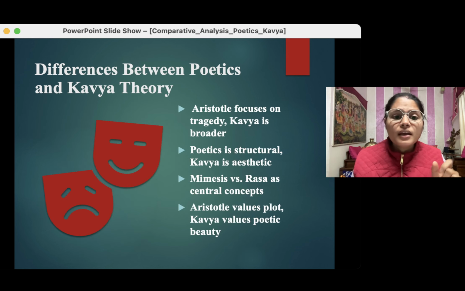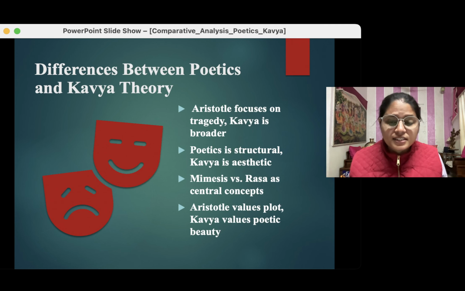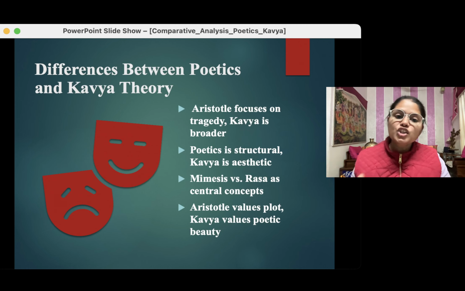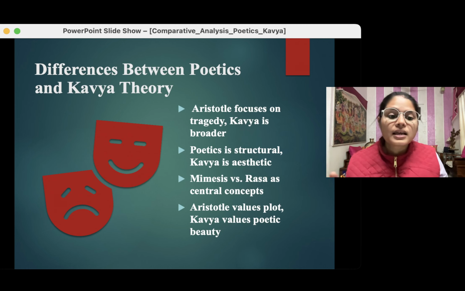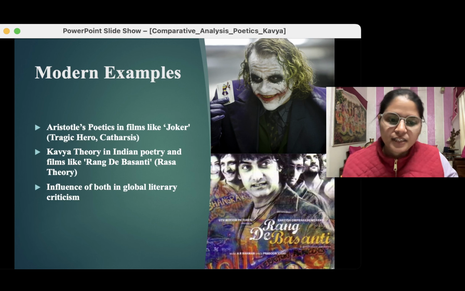Then we come to the differences between Poetics and Kavya theory. Aristotle focuses on tradition, while Kavya has broader terms. Poetics is structured, whereas Kavya is aesthetics. Mimesis is the major element in Poetics, and Rasa becomes the central part of Kavya theory. Aristotle values plot above anything else. Kavya focuses, again, on poetic beauty.